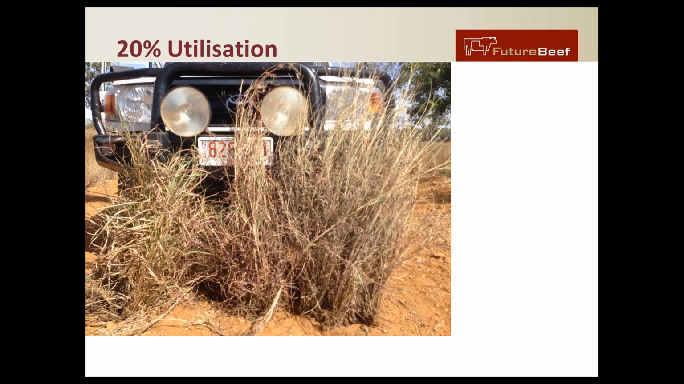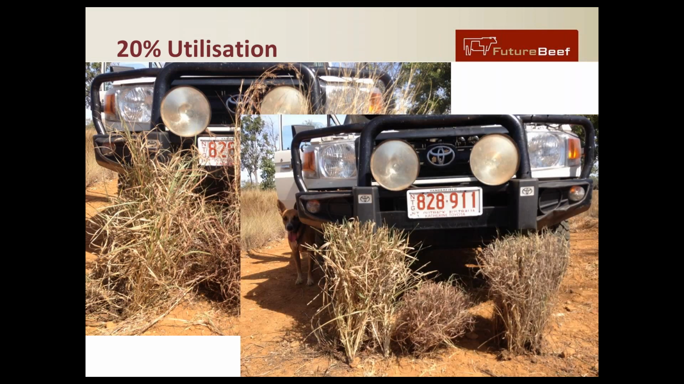Anyway, this is what 20% utilisation rate looks like. So really, although it is only 20%, when we're talking about plants and how much you can utilise, we're talking about the weight of the plant. So not necessarily the height of the plant, but the weight of the plant.